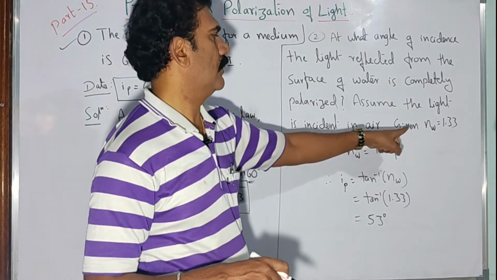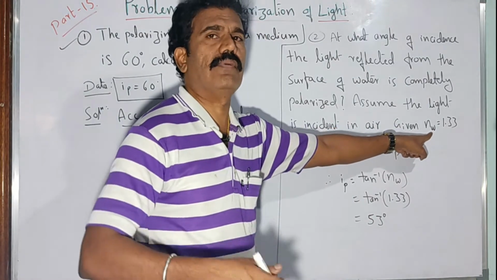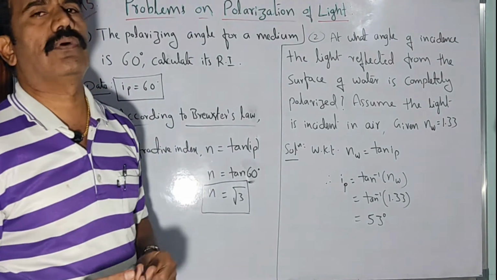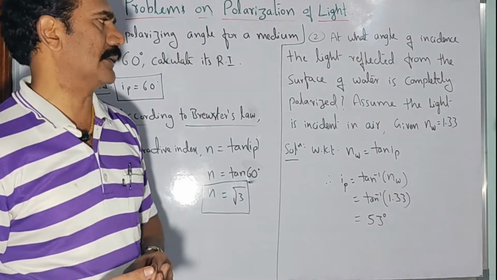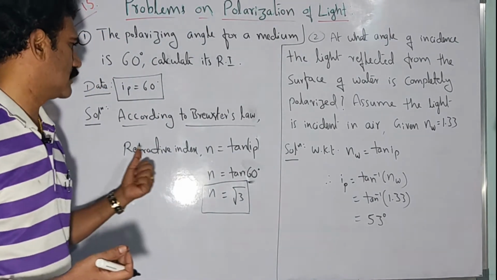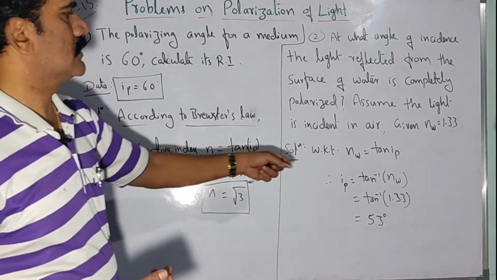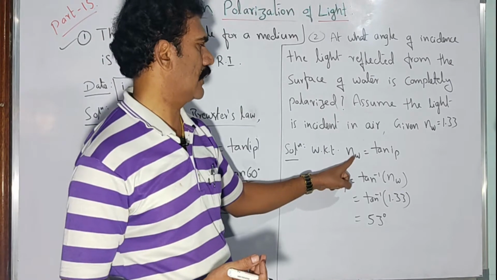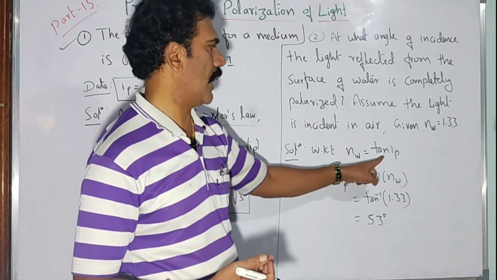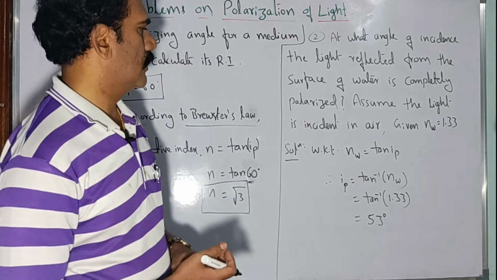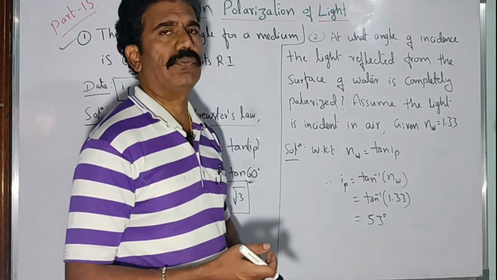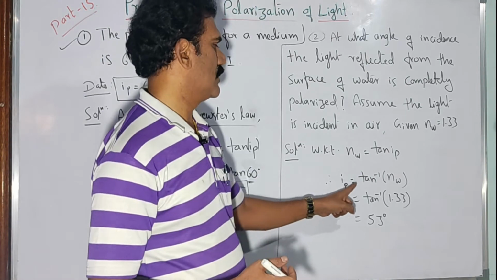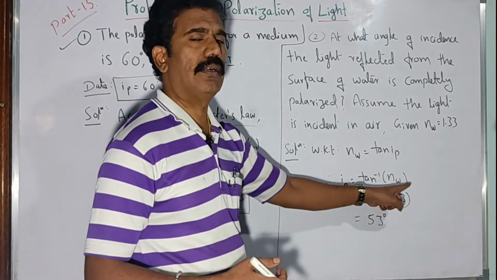The refractive index of the water which reflects the light is 1.33, the standard value for the refractive index of water. Once again, consider Brewster's law. Now we know the refractive index of water, so I can write NW equal to tan IP. To find IP, you have to take the inverse of this tan, that means IP is equal to tan inverse of NW.